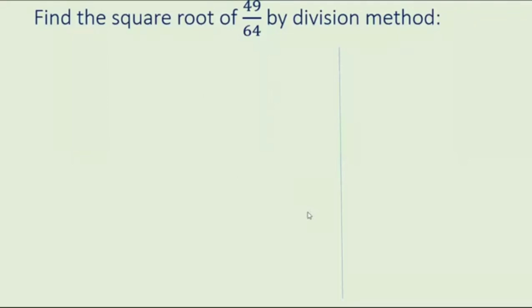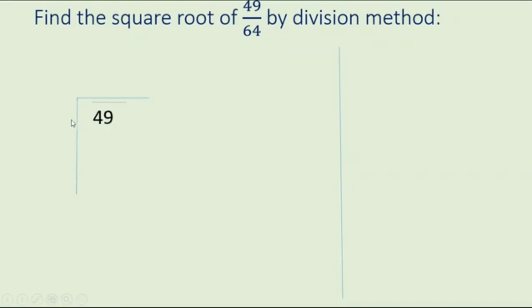So here, how can we solve this question? First, we have to solve our numerator. Here you can see that there are two numbers. So first of all, we have to start making pairs from right to left. So here is only one pair, that is 49.